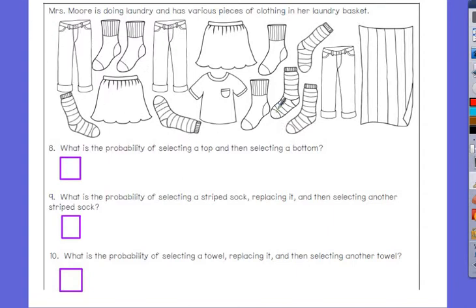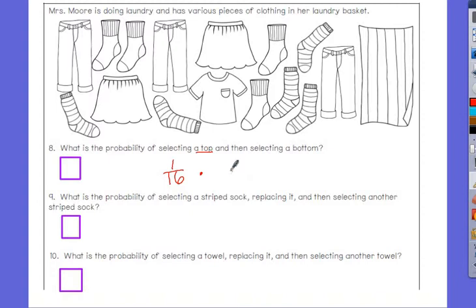So I have a laundry basket here full of these items, and I'm about to find the probability. It says, what is the probability of selecting a top and then selecting a bottom? Well, how many total items do we see? 16. How many total items is a top? 1. A shirt.